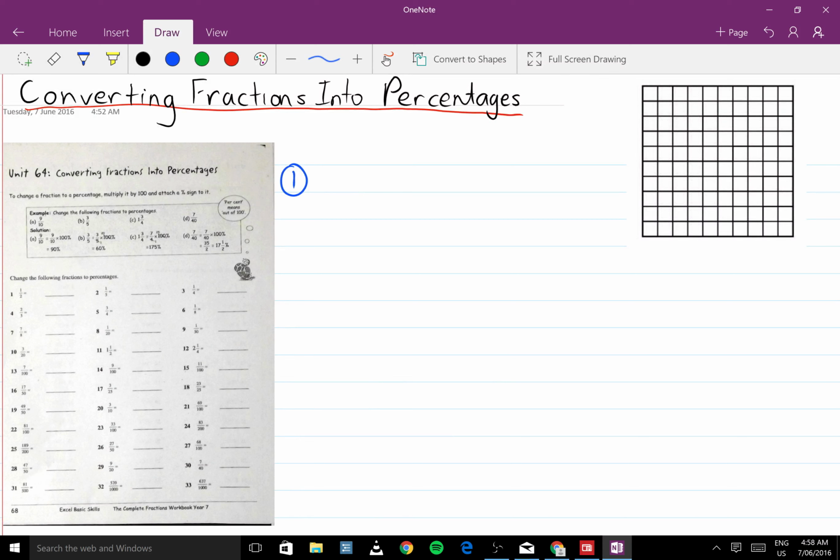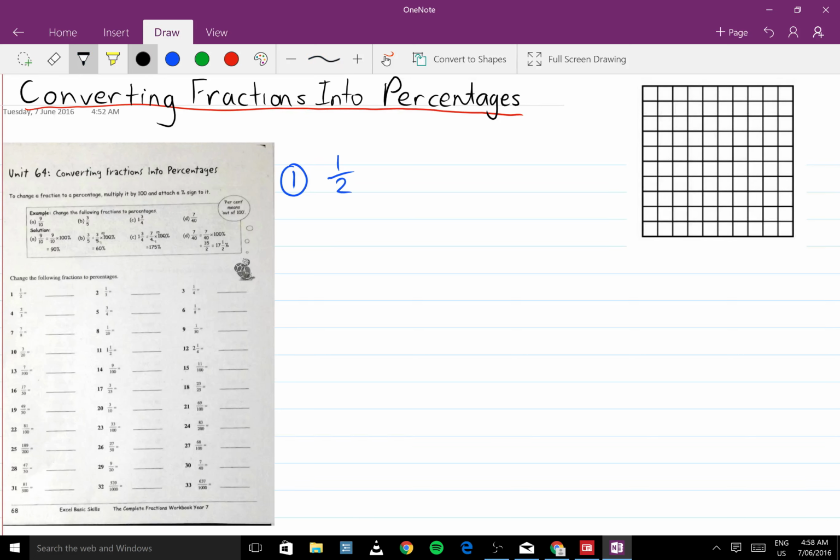Okay, so the idea of this video is that you'll be able to take a fraction and turn it into a percentage. Okay, the key thing with this is understanding that all fractions are divided by, just the top divided by the bottom. Okay, so the first example we're going to do is a half.